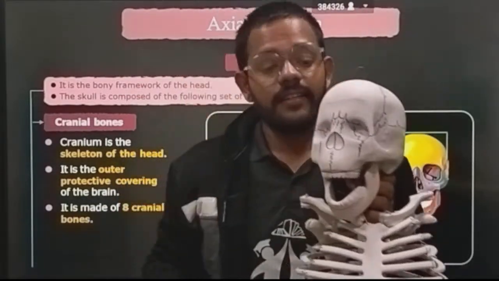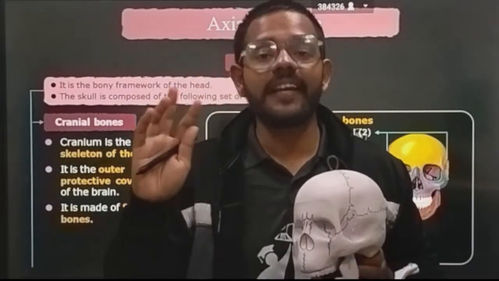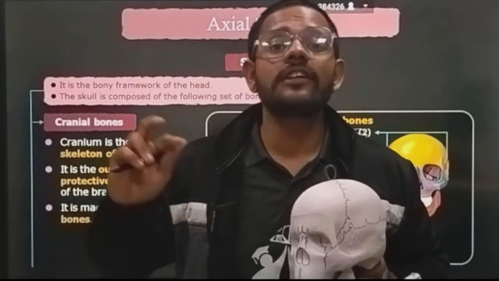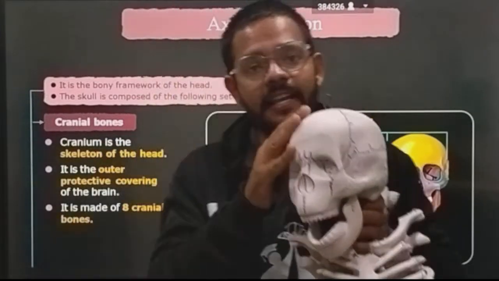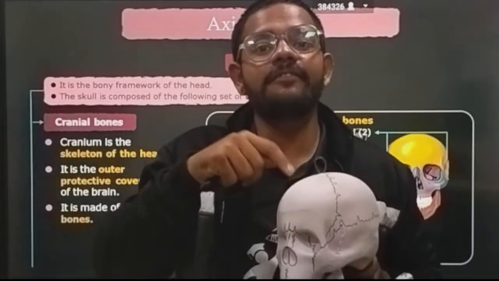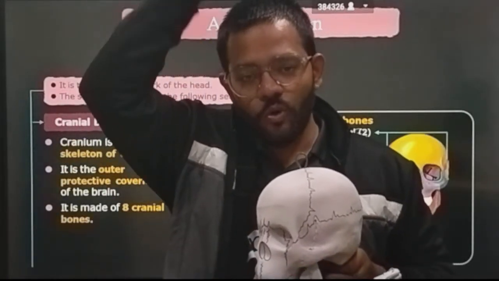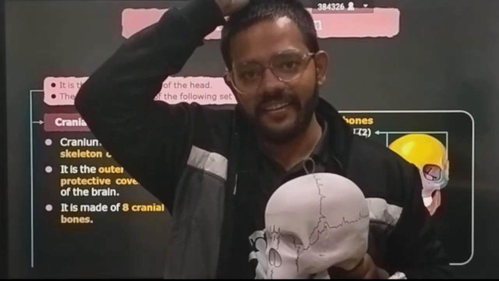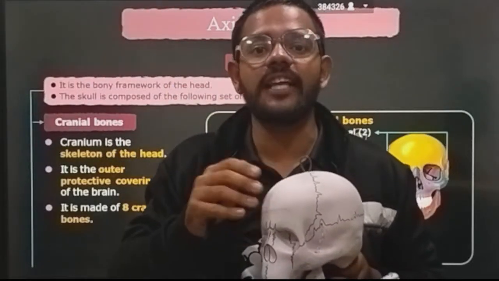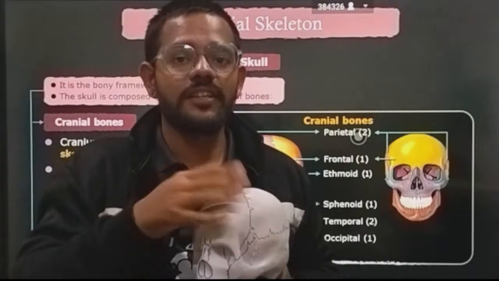Okay, so simple, the skull is divided into two parts. The first one is the cranium or cranial bones, and the second one is your facial bones. Cranial bones contain and protect your brain. That's why it is called the cranium box, in which your brain lives safely. When an impact hits your head, it first has to face these bones, then the impact goes to your brain. So it is a protective covering for your brain.